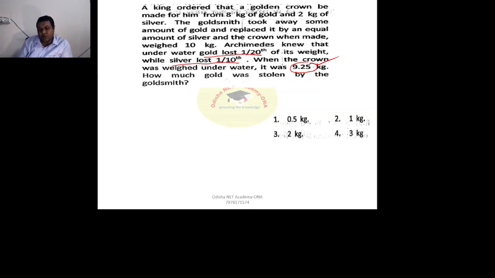Suppose x amount of gold was stolen, then 8 minus x is the gold. Then underwater, the weight lost is divided by 20. I am just focusing on the lost weight. Then what about the silver? The same amount of silver was added as the gold stolen by the goldsmith, so silver will be 2 plus x. The lost weight underwater is divided by 10. According to the question, the lost weight is 10 minus 9.25.